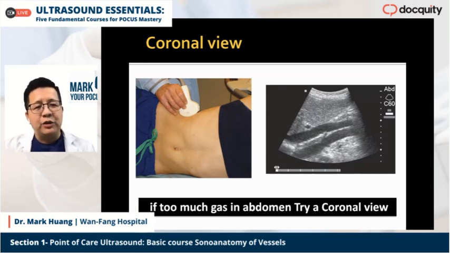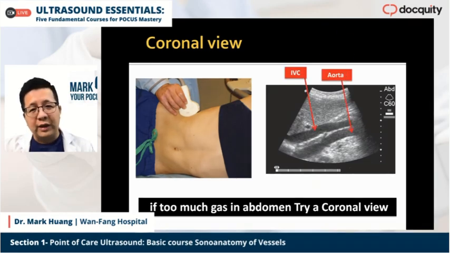Okay, the final thing I need to talk about is another view, the coronal view. Sometimes if the patient has much gas in the abdomen, please try a coronal view. From the coronal view, you will see the liver first, then the IVC, and next to the IVC is the aorta. If you look at this picture in detail, you can see two small branches, the renal veins and renal arteries. So it's very clear.